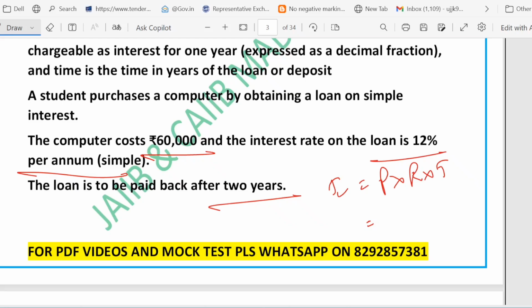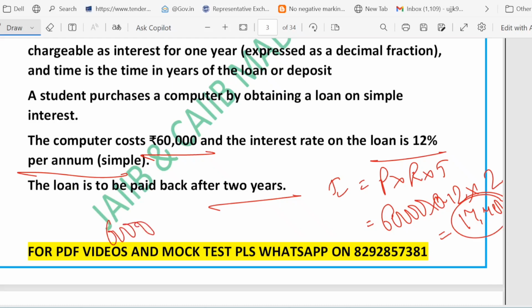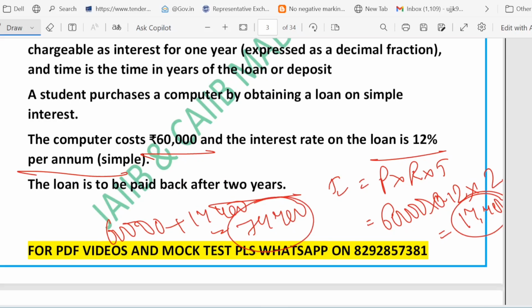So in this case, if you substitute the values, what is the principal? 60,000. What is the rate of interest? It is 12%. And what is the time period? This is 2 years. So if we calculate it, this would give us 14,400. That means the student pays 14,400 as the interest over the 2 years. Add that to the original price. So if you take 60,000 and add 14,400, we get 74,400. That is the total repayment. Right. So this is the first case.